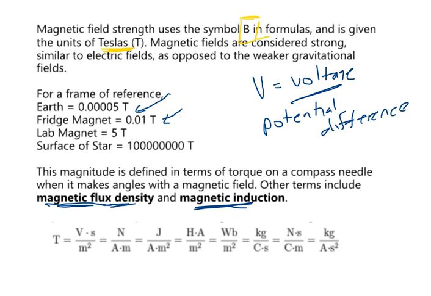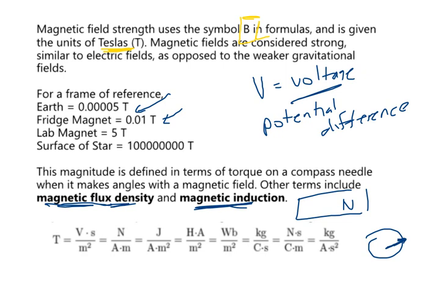Okay. And it basically has to do with how much torque a compass needle would have. The more that it zips to try to align, the more force you have, then the more Teslas you have. That's the way that we define it, right? So imagine that there was a north end of a magnet right here, and we had a compass right here. Let's say the compass was pointing that way.